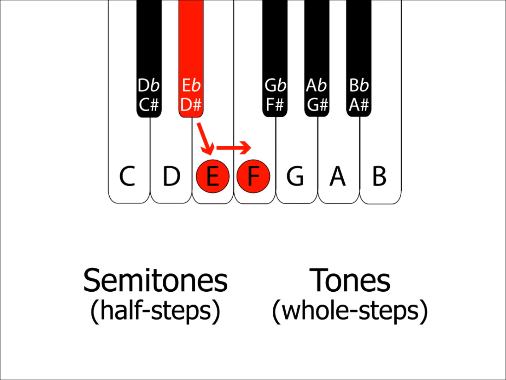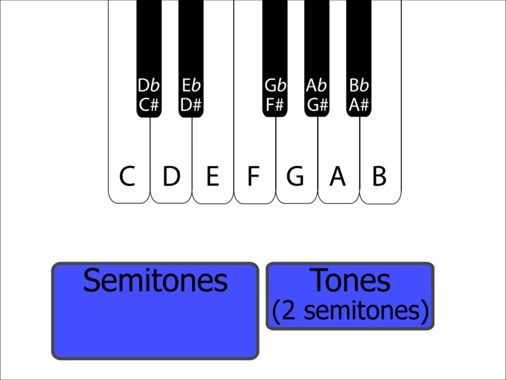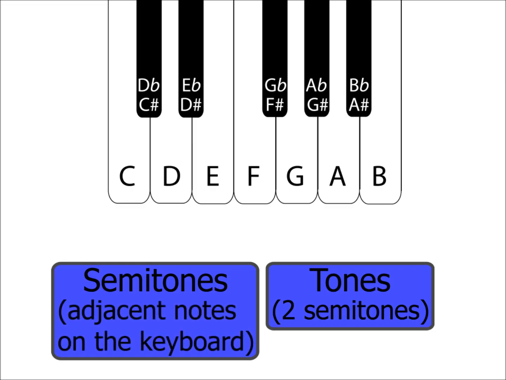As we've counted two semitones, the distance from D sharp to F could be described as a tone apart. So remember, a tone is made up of two semitones, whereas a semitone is two neighbouring, or adjacent is probably the better word, notes on the keyboard. Don't forget to carefully count those black notes when you are working out tones and semitones.